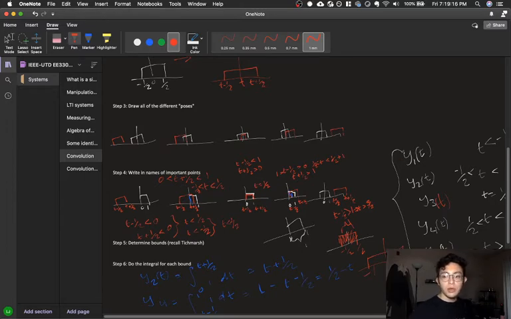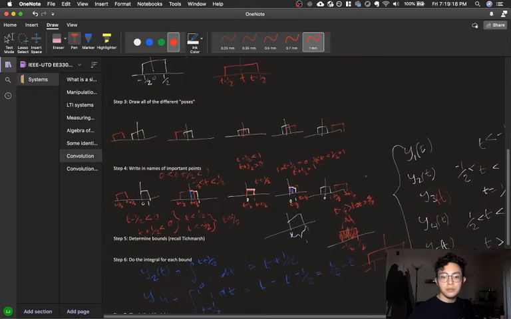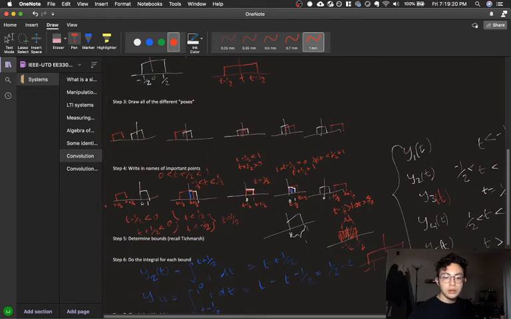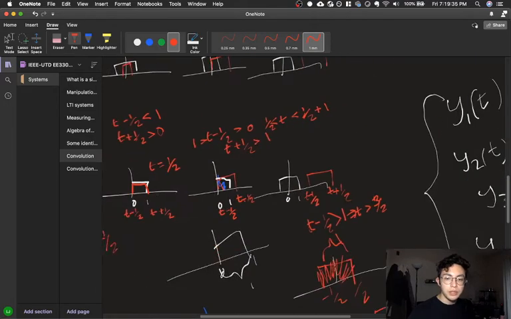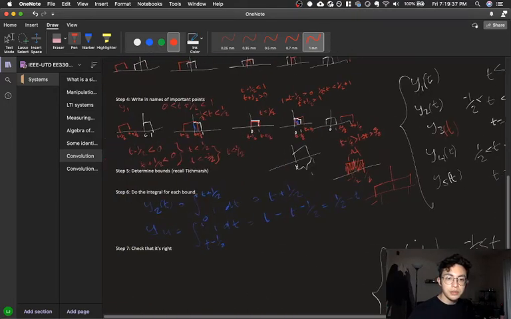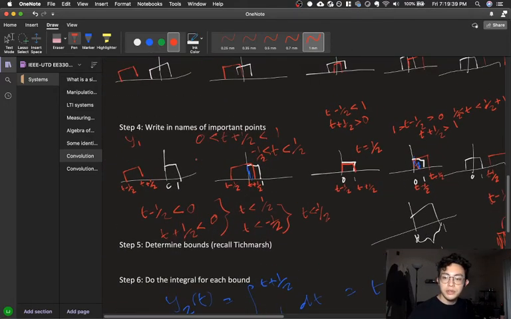So for y1, y3, and y5, we know that y1, since it's all the way to the left, would just be the multiplication of two signals that don't overlap at all. So there's no area to take, and we would get a 0 value correspondingly.